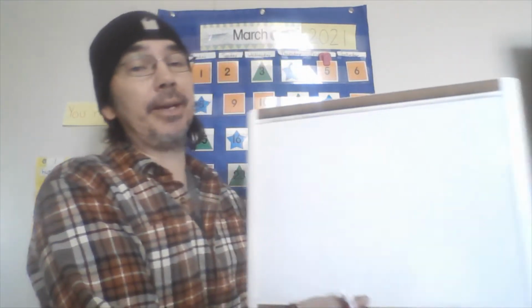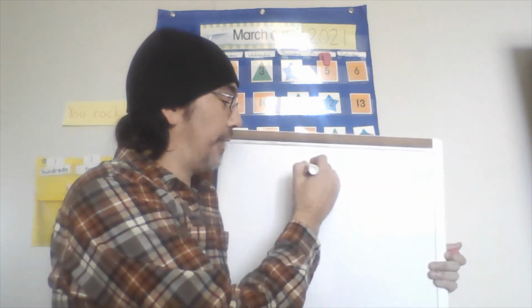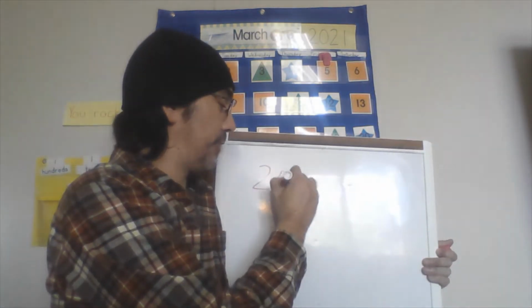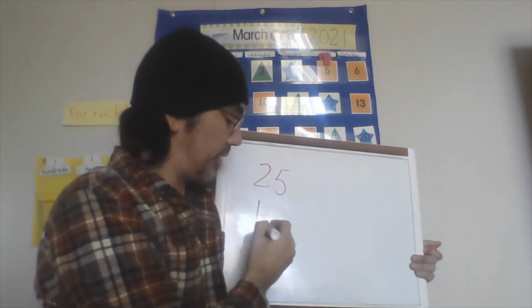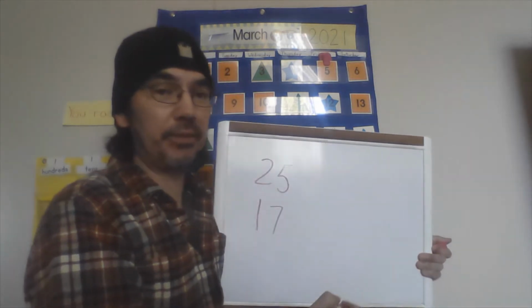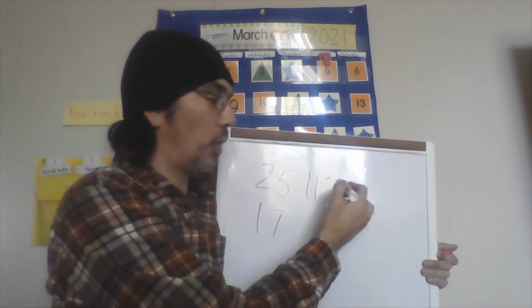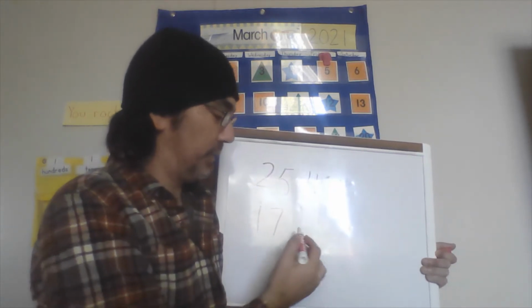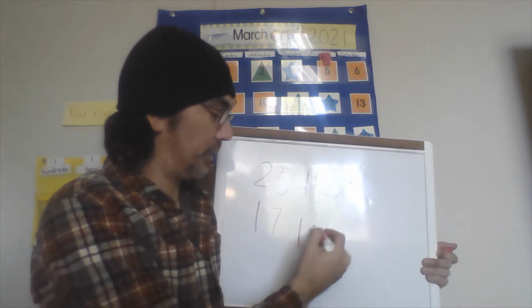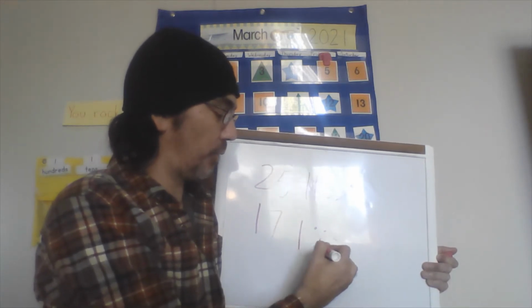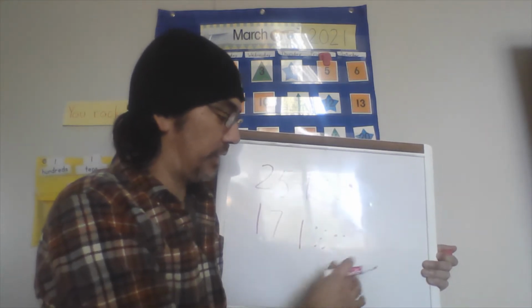We're going to look at a couple new symbols that we're going to be using. One in particular today. So let's try 25 again and 17. 25 and 17. 25, we have 2 tens and 5 ones. 1, 2, 3, 4, 5. 17, we have 1 ten and 7 ones. 1, 2, 3, 4, 5, 6, 7.